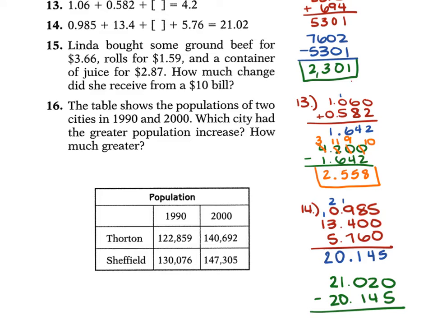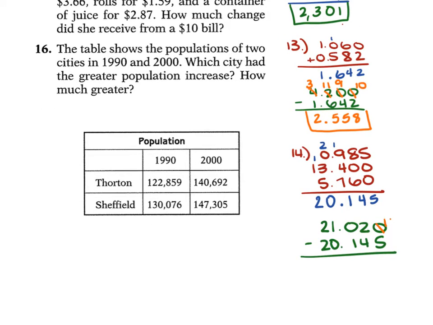20.145. So from here, my 0 that's above the 5 becomes a 10, making the 2 a 1. You cannot subtract 4 from 1, so that's going to become an 11, making the 0 next to it a 9. From there, since that 0 became a 9, the 1 also becomes a 0. So we are going to subtract these here. 10 minus 5 is 5. 11 minus 4 is 7. 9 minus 1 is 8.